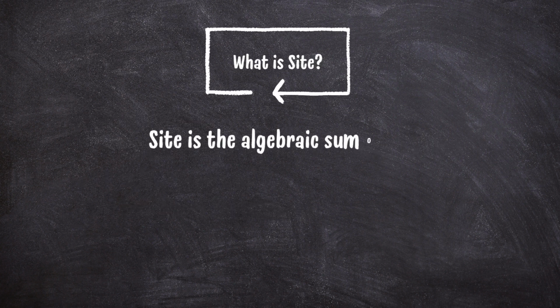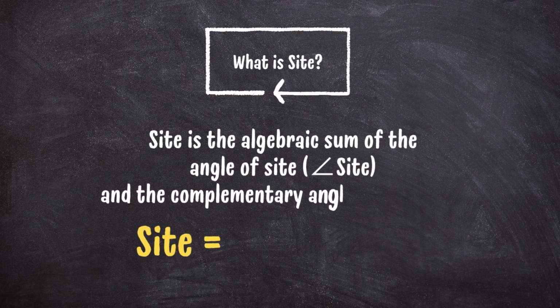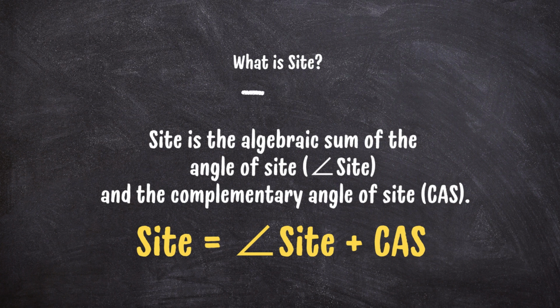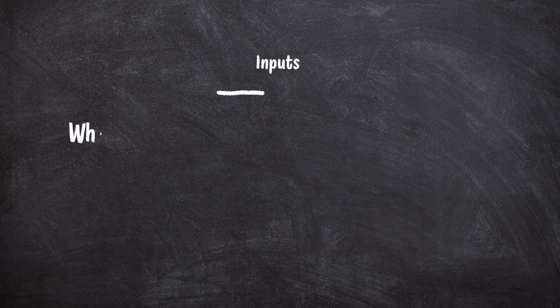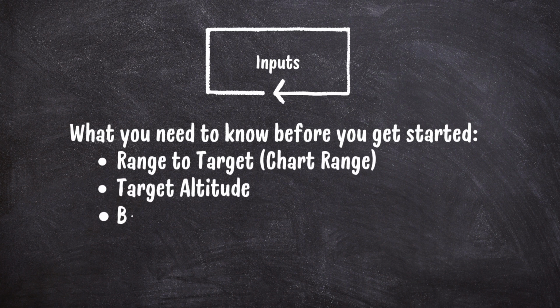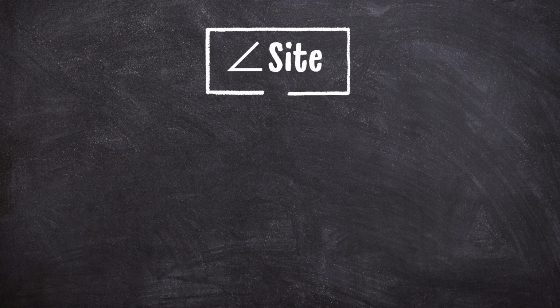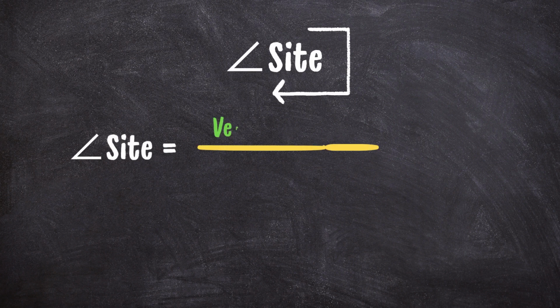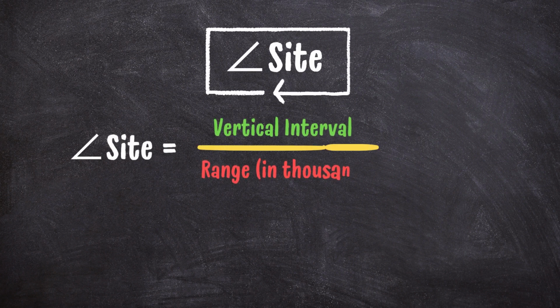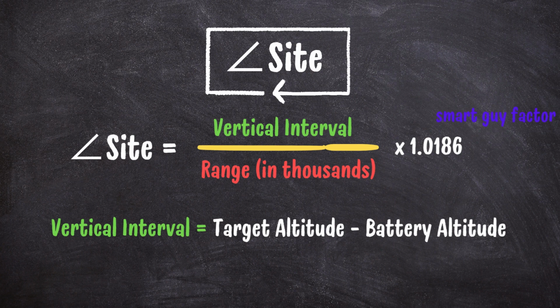Sight is the algebraic sum of the angle of sight and the complementary angle of sight. What you need to know before you get started: chart range, target altitude, battery altitude, projectile/charge. Angle sight is equal to the vertical interval divided by the range in thousands, multiplied by the smart guy factor, 1.0186. Vertical interval is equal to the target altitude minus battery altitude.